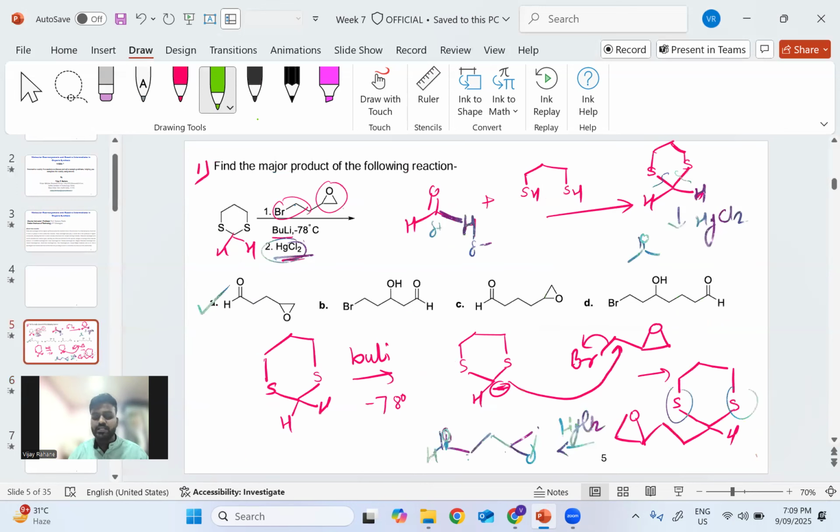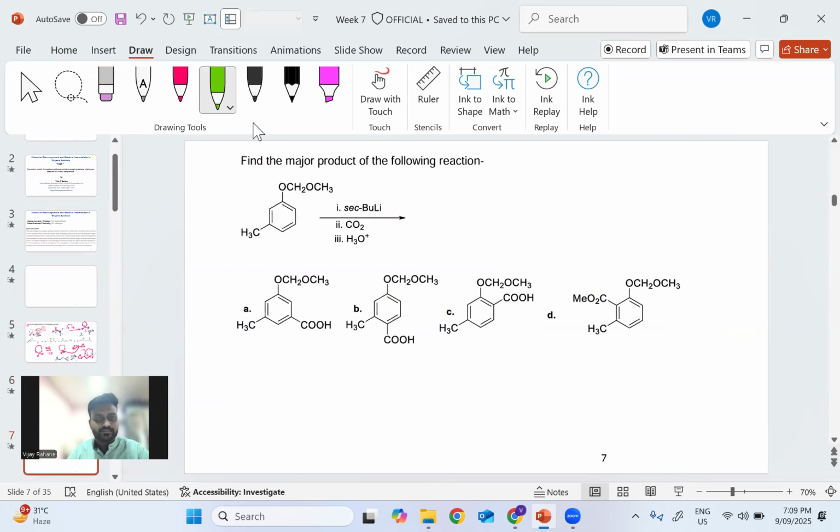So the other options, you can directly neglect. In this case, they have shown something else. In options 1, 2, 3, 4, they have increased one carbon chain, and in this case, they have also opened the epoxide. So that's not the case in this type of reaction. So hope you understand this question. So we take the next question on this.